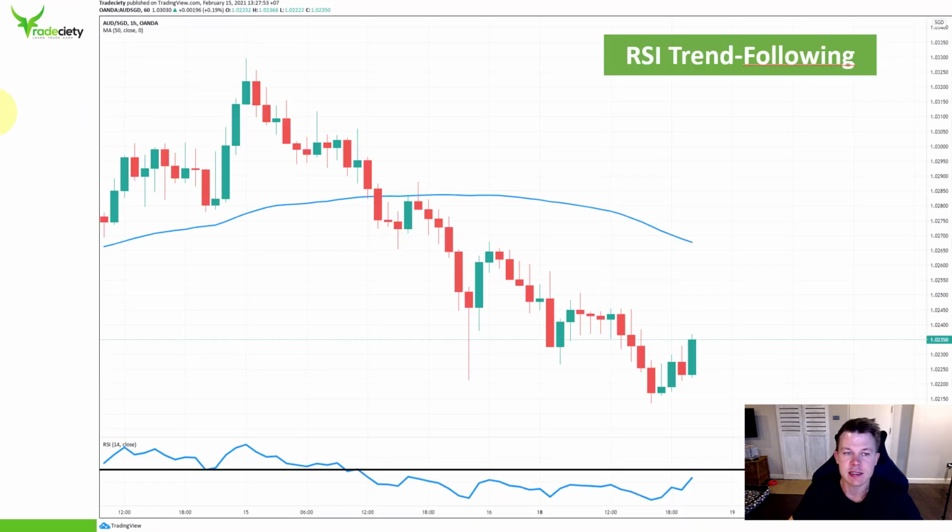The second setup is an RSI trend following. I love to use the RSI with a 50 level, so this is a regular 14 period RSI, and I just drew a 50 level in the middle.